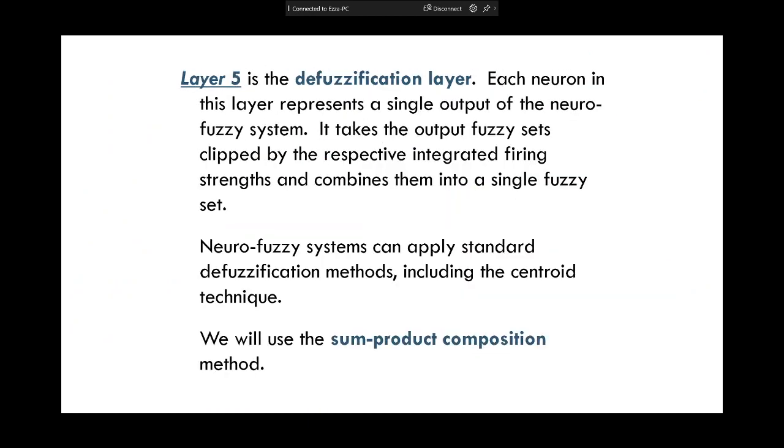The last layer would be the defuzzification layer, where each neuron in this layer represents a single output of the neuro-fuzzy system. It takes the output of the clipped fuzzy sets, using the aggregation function by the respective integrated firing strength, and combines them into a single fuzzy set. So we are going to have one output only.